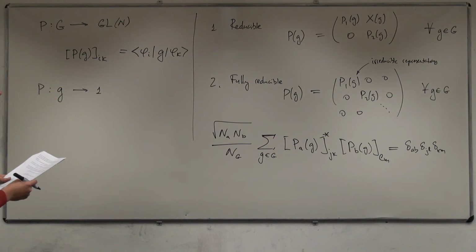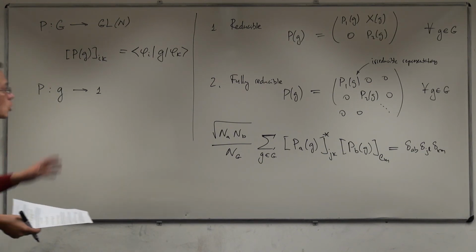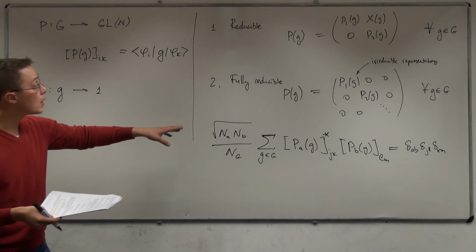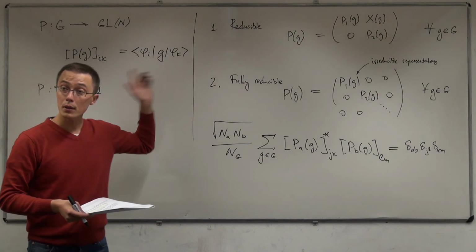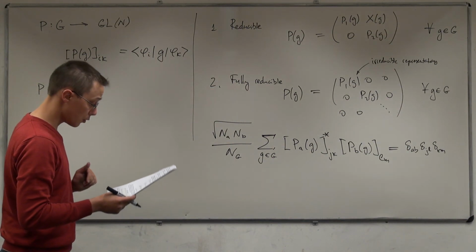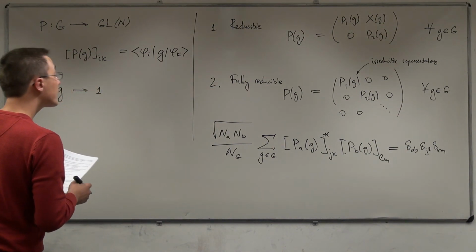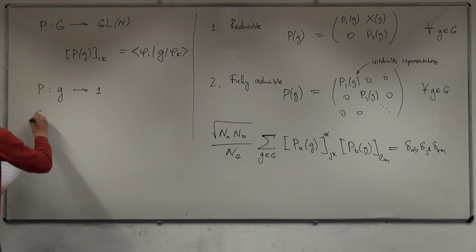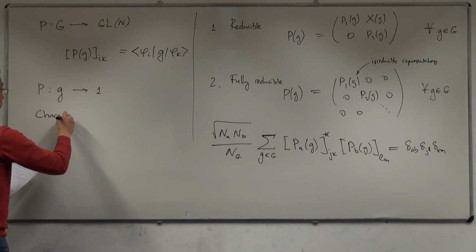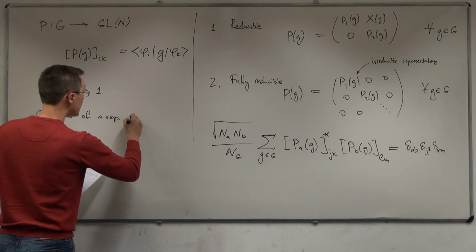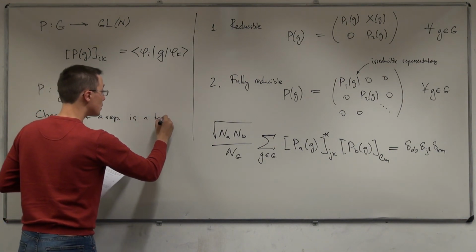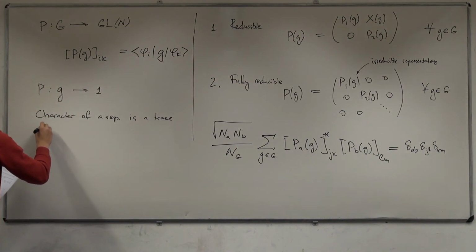Right. The last thing about representations of the groups, and of course once we've got a representation for the group, we also have a representation for the algebra, because this is what it gets to under the exponential map. A character of a representation is a trace of the corresponding matrix.